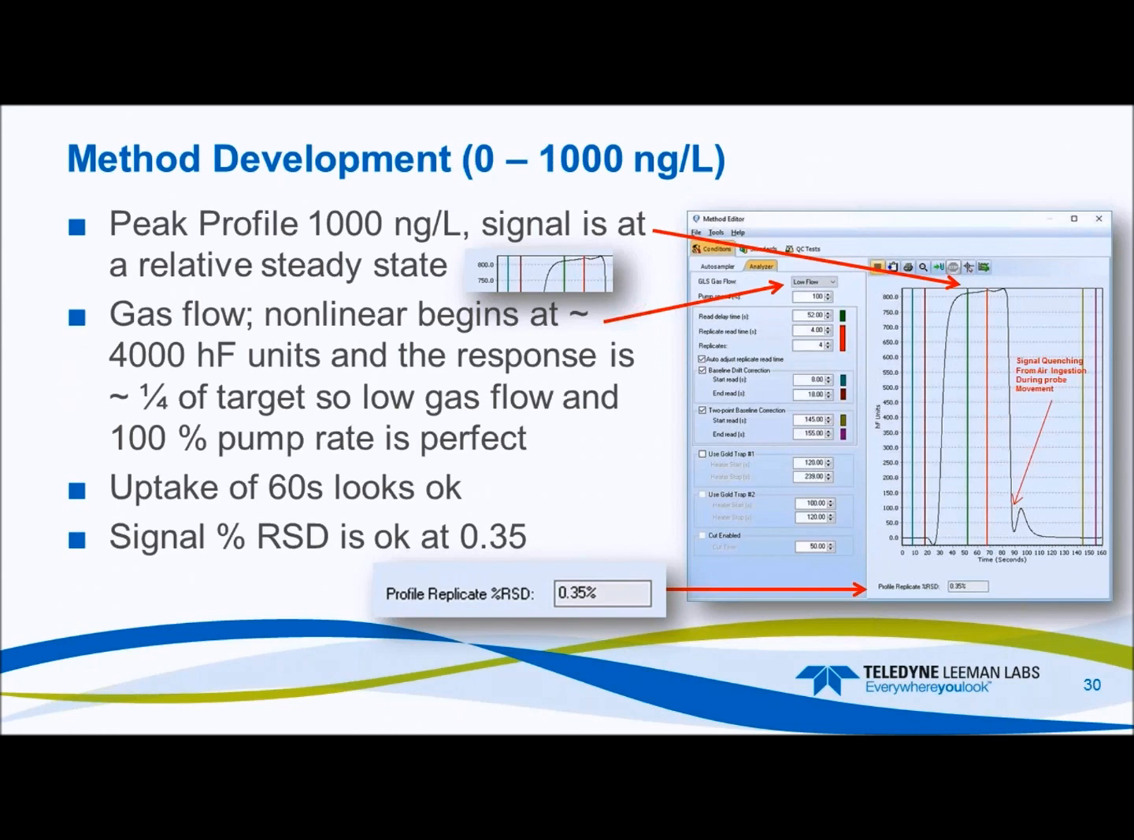And I look at the response, and my response is 800 HF units or thereabout. My nonlinear begins about 4,000, so that tells me that 35 psi low flow is going to work for me. So I'm going to leave it at that because it's about 1/4 of the target. The pump rate seems to be good, so I'm going to leave that. And the signal is not too bad. It's at 35% RSD, which is good. Anytime you're above 100 nanograms per liter or so, your signal should for sure be less than 2%. So I always strive for less than 0.5%, and you can tweak your method to adjust those signals as well.